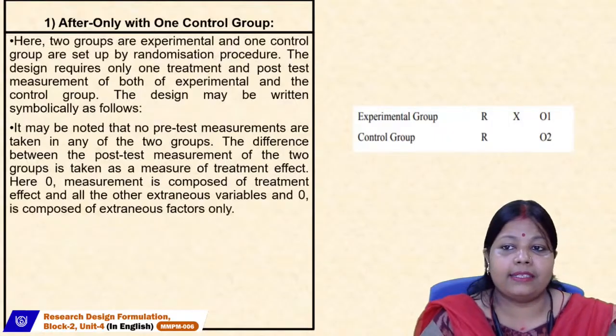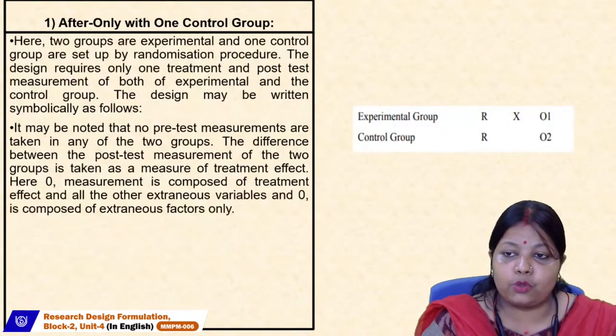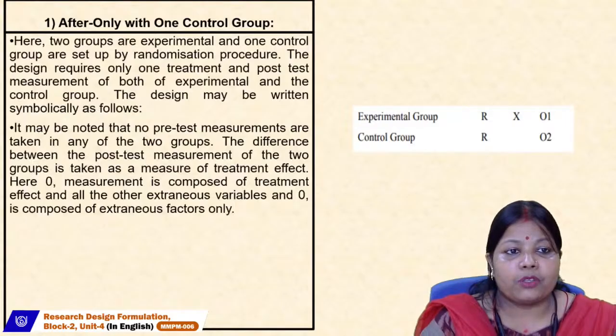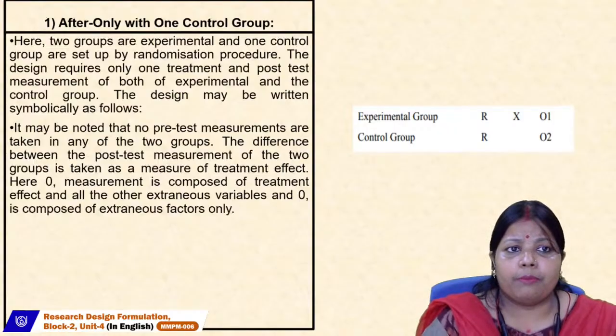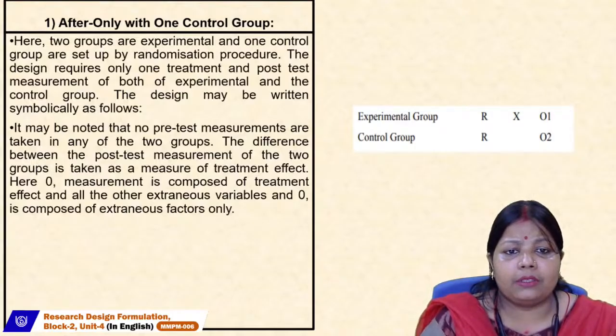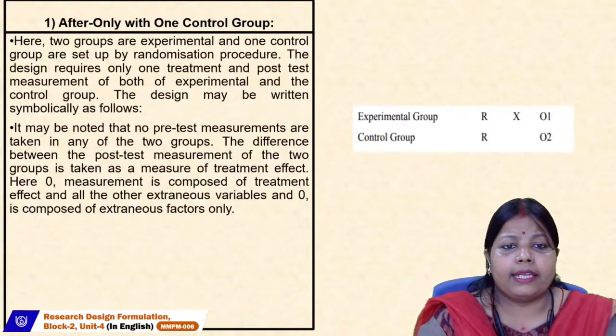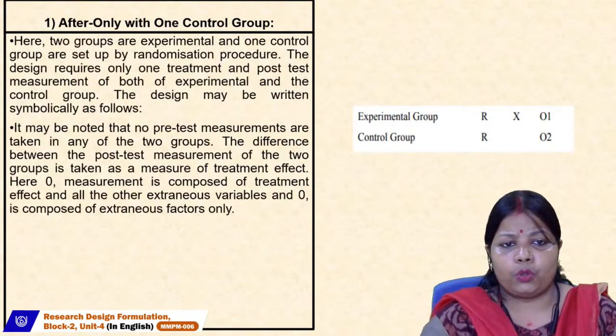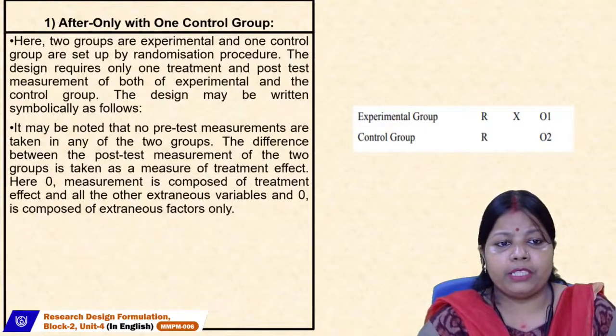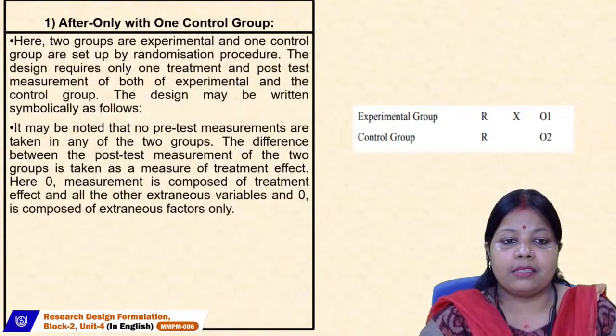So this is mentioned clearly here. O1, O2 means two measurements we have here. It may be noted that no pre-test measurements are taken in any of the two groups. Here we have two groups, and the difference between the post-test measurements of the two groups is taken as a measure of treatment effect.